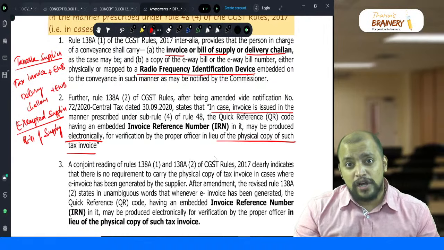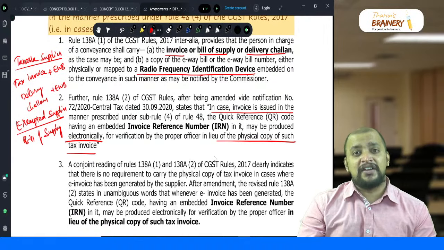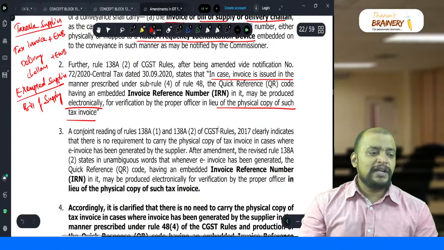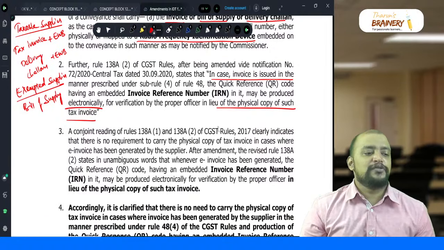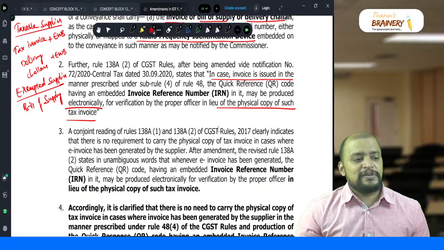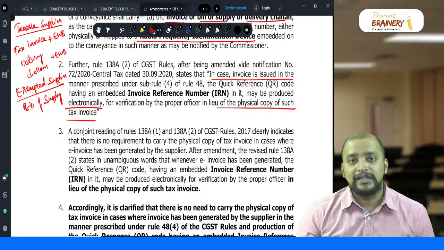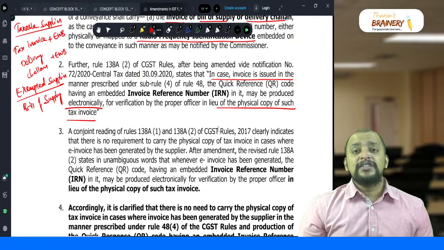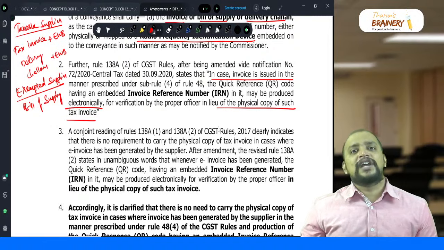So this QR code also can be mapped to the RFID device, sir? Yes, that can be done. Sir, one transporter may be taking a number of goods from various persons to various places. Does each e-way bill have to be scanned for RFID? Yes. All the e-way bills will be scanned into the RFID so that it gets registered into the RFID.